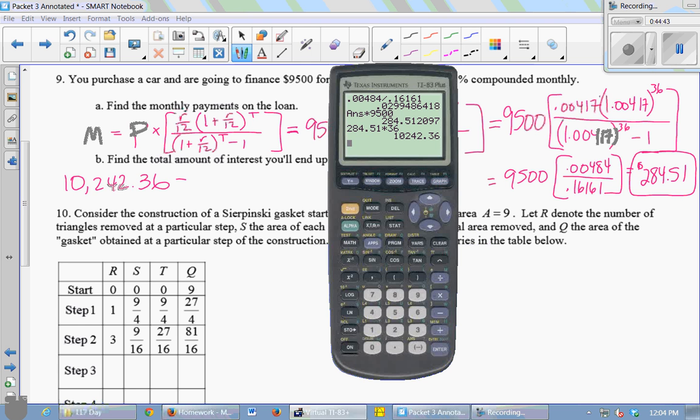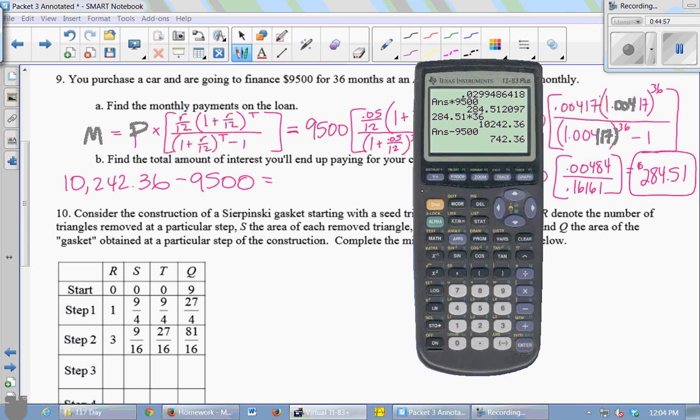And then I just subtract the actual cost of the car, and I'll get how much I spent on interest. $742.36. So that's the cost of financing the car. For the convenience of not having to come up with $9,500 all at once, you end up having to pay an extra $742.